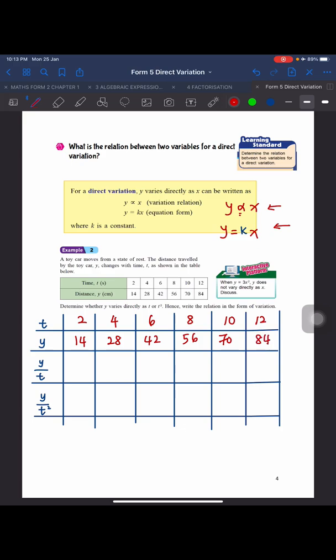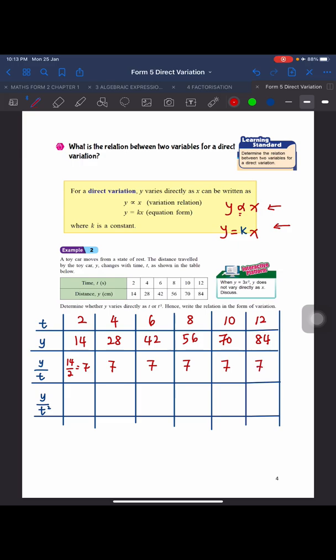So y divided by t. 14 divided by 2, we will get 7. 28 divided by 4, we will also get 7. 42 divided by 6, also 7. 56 divided by 8, also 7. 70 divided by 10, also 7. 84 divided by 12, also 7.